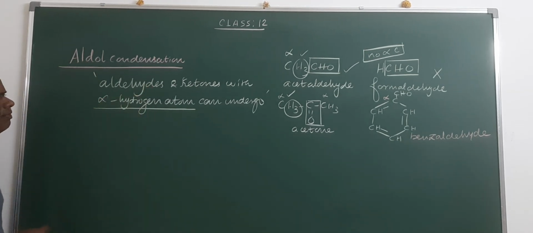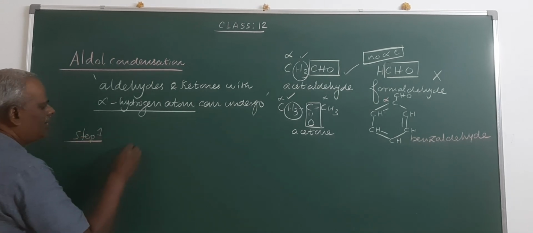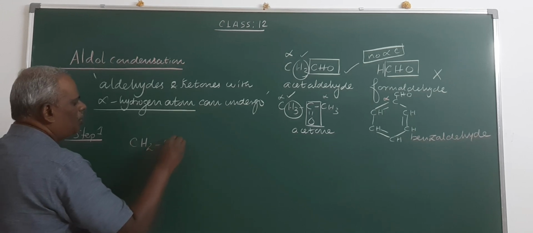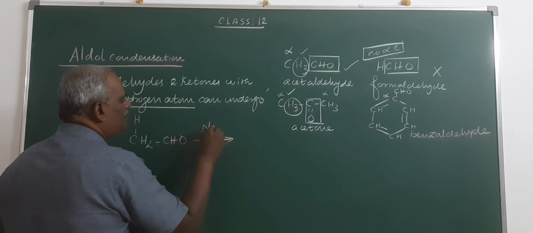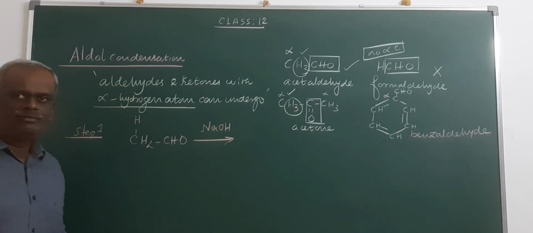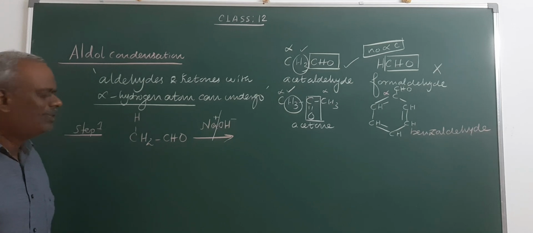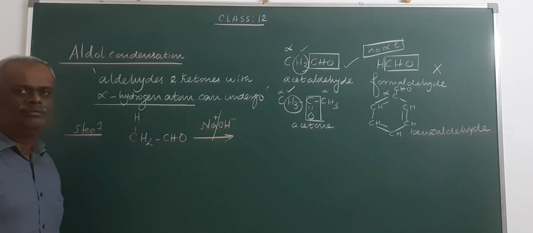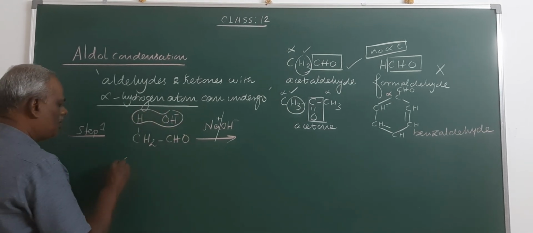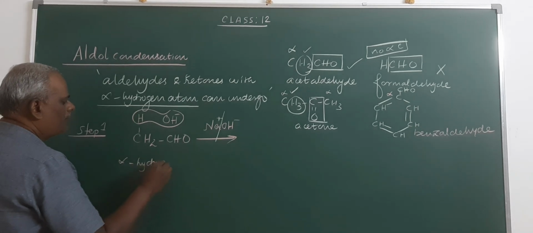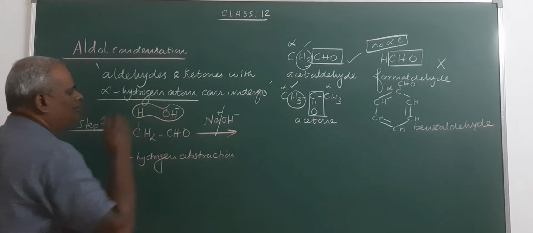I am taking the example of acetaldehyde. In step 1, acetaldehyde is taken, CH2CHO, conveniently with one of the alpha hydrogens shown outside. When this is treated with sodium hydroxide, NaOH will dissociate to form Na plus and OH minus. This OH minus is the nucleophile. That OH minus can abstract this alpha hydrogen. This is called alpha hydrogen abstraction, which means alpha hydrogen removal.